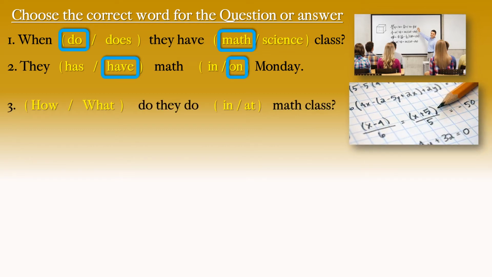Next picture. How, what do they do in at math class? So we know that how is not a question in unit number 7, right? We don't use how in unit number 7. We use what. What do they do? Now, math class. Math class has a start and it has a finish, just like a year, just like a month. So we use, can you tell me? Oh, the first one is what, but you knew that, right? What do they do? Is it in or at? We're talking about math class. In. What do they do in math class?